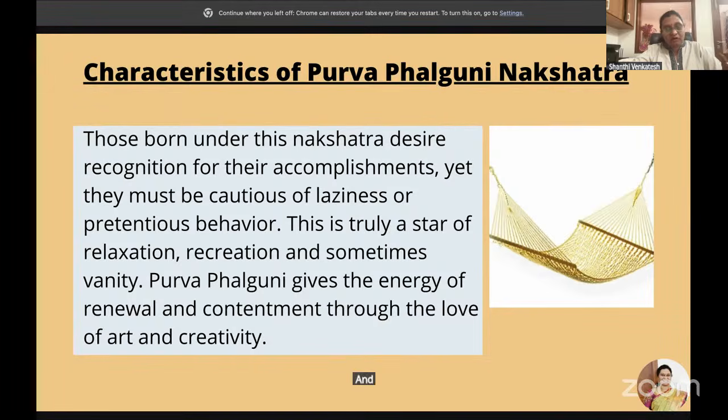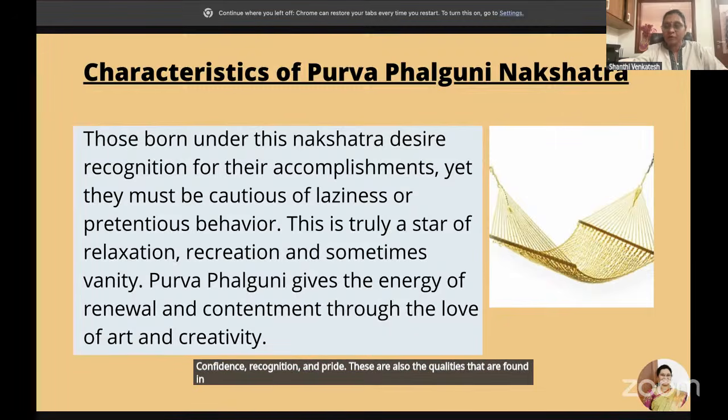And because all the four padas of Puba Nakshatra are in Simha Rashi, this gives them a strong sense of confidence, individuality, pride also. And sometimes they have a strong desire for recognition, because Sun is always about confidence, recognition, and pride. These are also the qualities that are found in people who are born in this nakshatra.